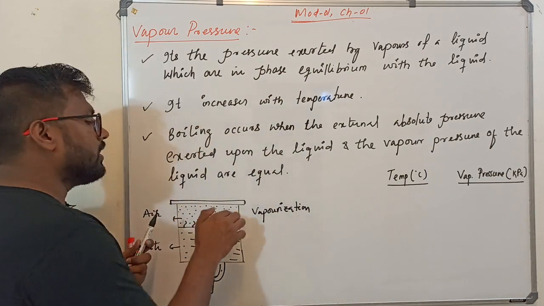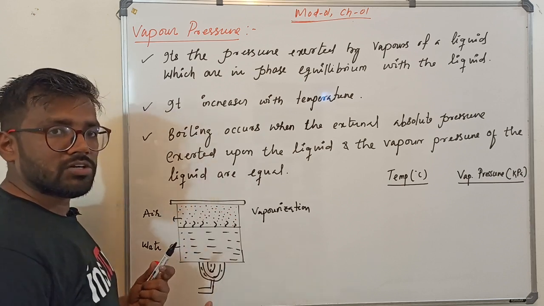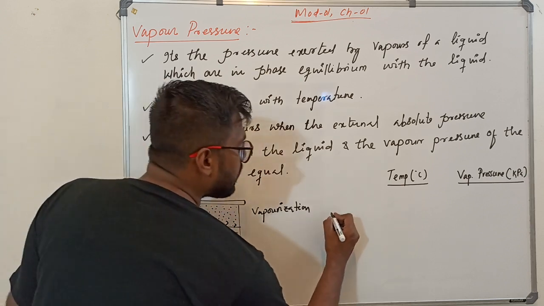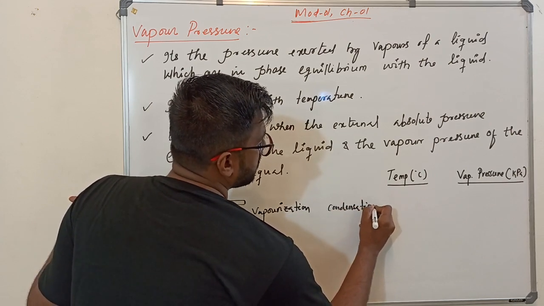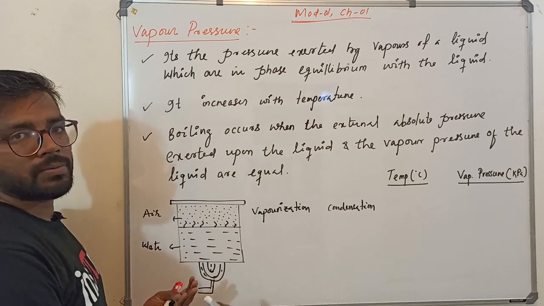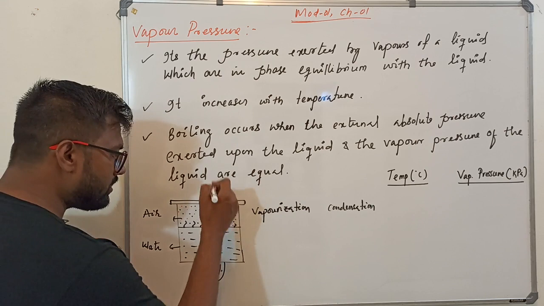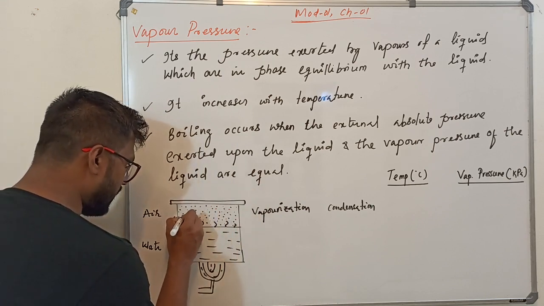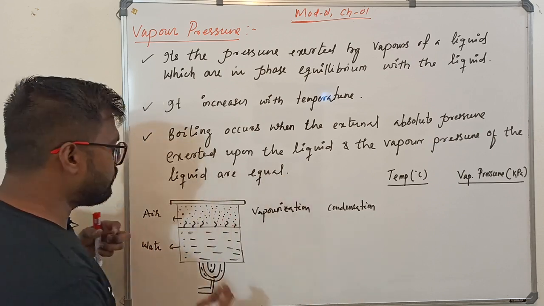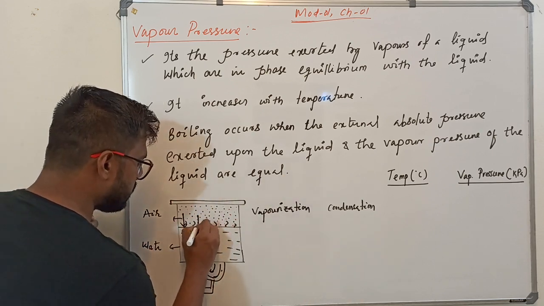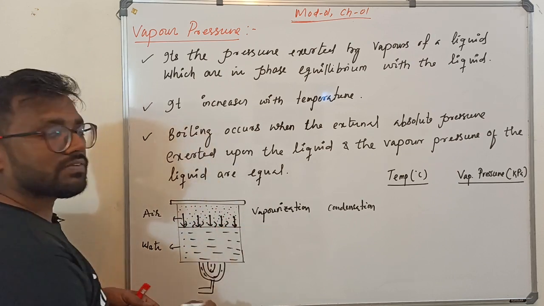At that point the molecules of water will start losing their kinetic energy, and they will start to condense. Condense means from vapor to liquid; liquid to vapor is vaporization. After condensing they become heavy, and because of gravity they will fall down again on the liquid surface itself.